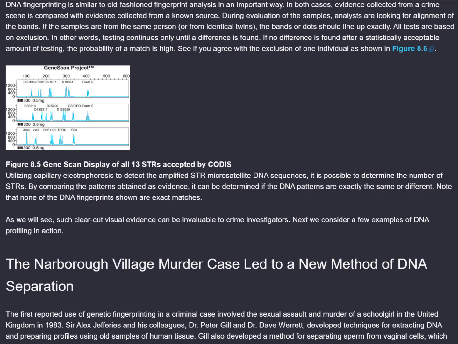All tests are based on exclusion. In other words, testing continues only until a difference is found. If no difference is found after a statistically acceptable amount of testing, the probability of a match is high. See if you agree with the exclusion of one individual as shown in Figure 8.6.